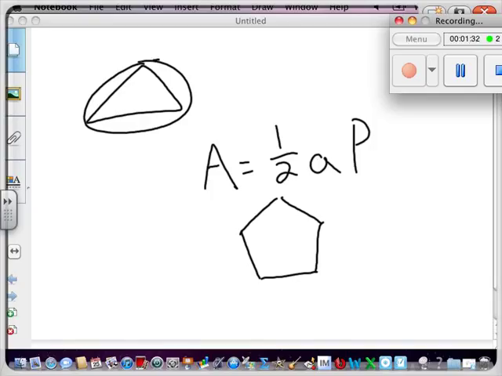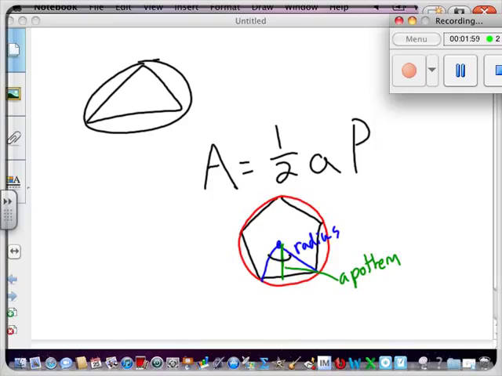Okay, so your radius, so here's the circle. Let's say the circle just touches each point. This is your radius right here. Your apothem is right here. Your central angle will be right here, the angle that the two radii show.